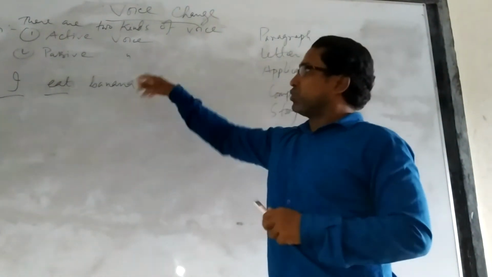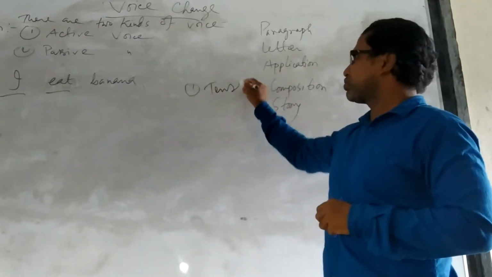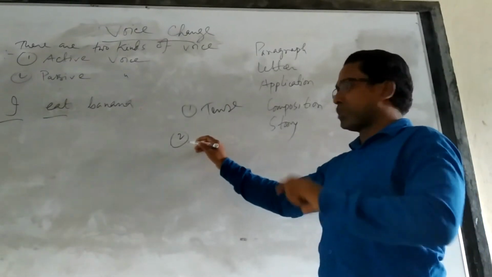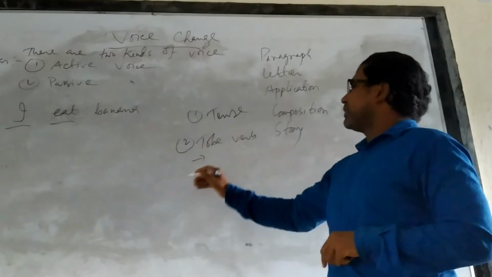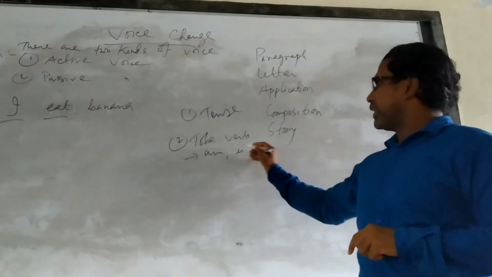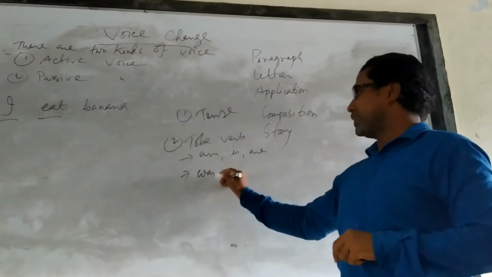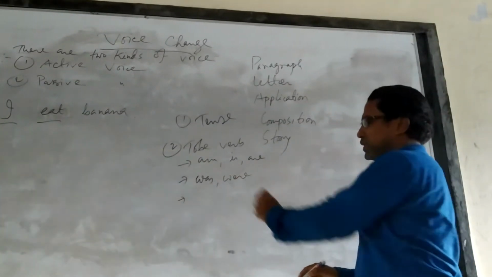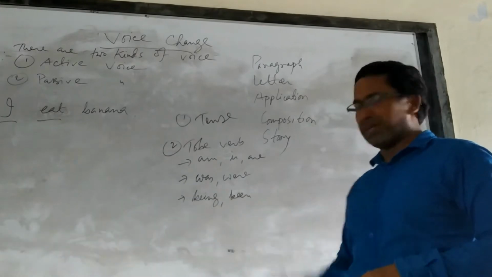To change the voice, we have to know something. First of all, we have to have a good command of tense. Number two, according to tense, we have to take some to be verb. In case of present tense, we have to take am, is, are. In case of past tense, we have to take was, were. And in case of perfect and continuous, we have to take be or been.